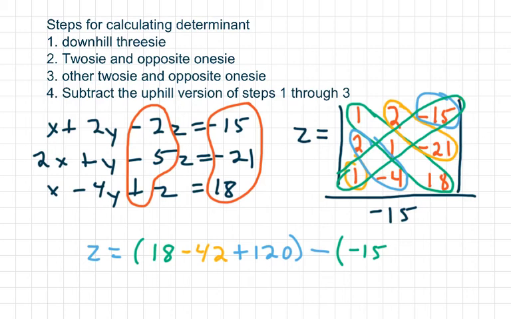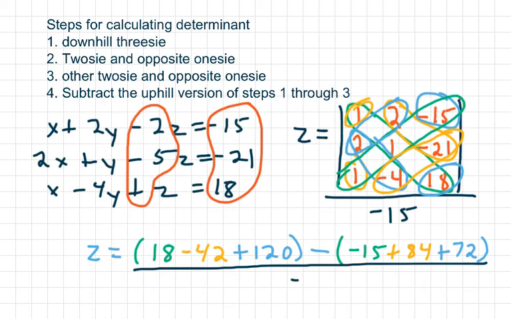Again, pick a twosie. Doesn't matter which one. So I'll pick these guys here. So I got 84 times 1. So 84. And then the other one is 4 times 18, so 72. And then that's all going to be divided by negative 15. And in the end, our magical answer should work out.